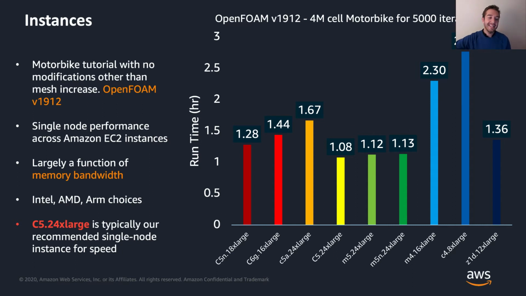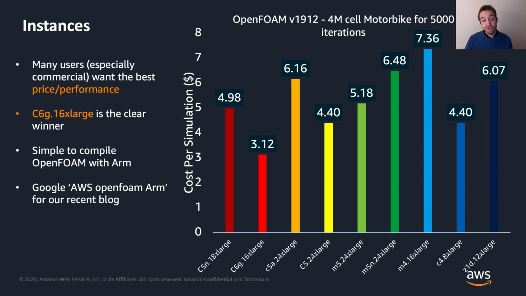Of course, these have different core counts and memory bandwidth, but these are the choices that the end user has when they pick a full instance type. But what's interesting is, of course, if you look at the price, and these are just the on-demand public pricing, you can see a very different story. Yes, the C5 24xlarge was the fastest, but it's not the cheapest. And the cheapest is the C6G 16xlarge.